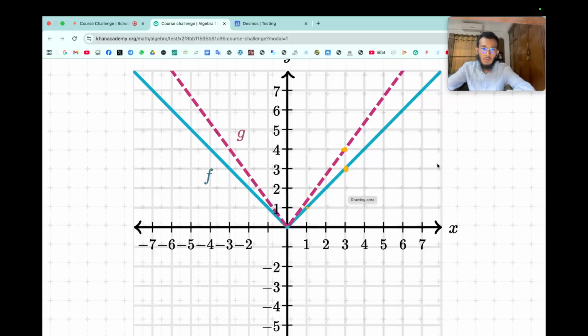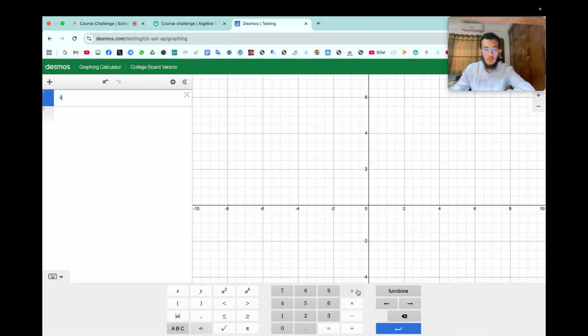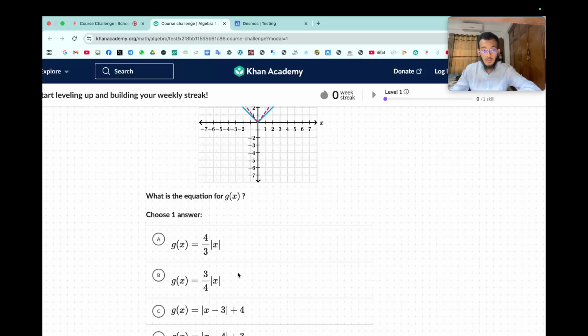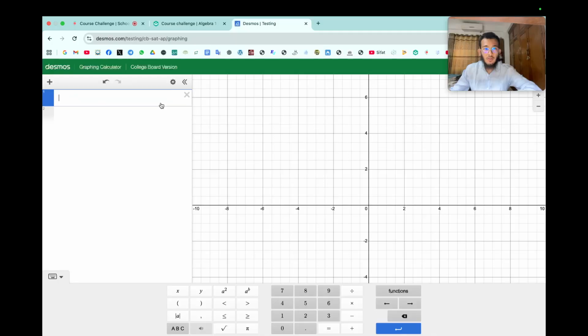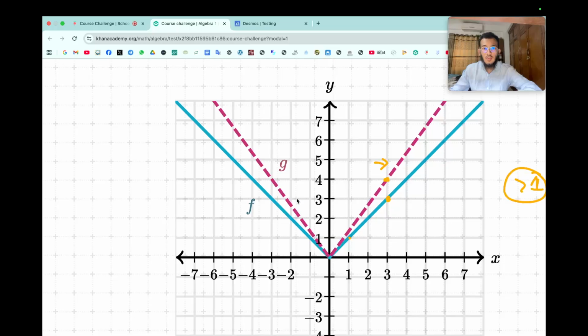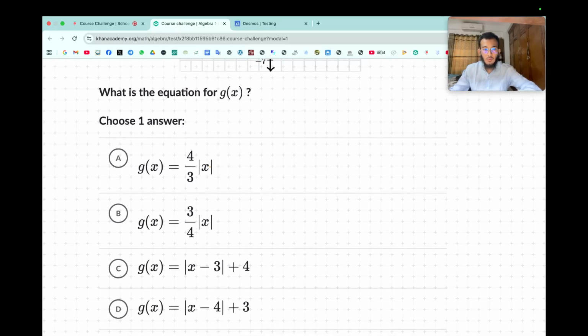The difference is, obviously, g is at the top, so it will have a value of more than one. Then we have to multiply by more than 1, so it's 4 by 3, I guess. 4 by 3, yep, 1.33. So the answer would be 4/3 of that, not 3/4, because 3/4 is less than 1, as you can see, and that is not the case because g is above f, so it must be greater.